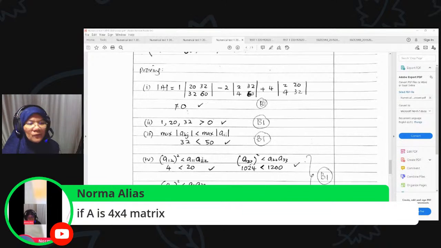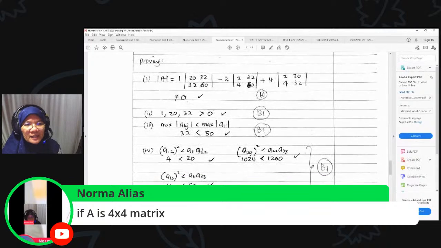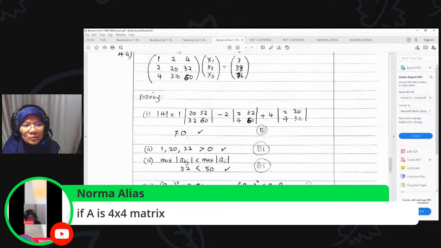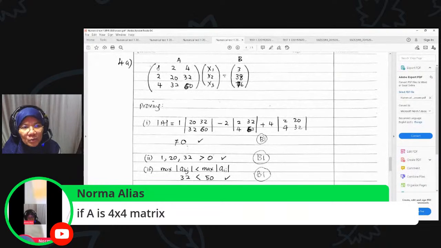There are 4 steps to prove that the matrix is symmetric. You can go to the book. The first is the determinant of A is not equal to 0. Go to matrix 1. You close every row and every column.